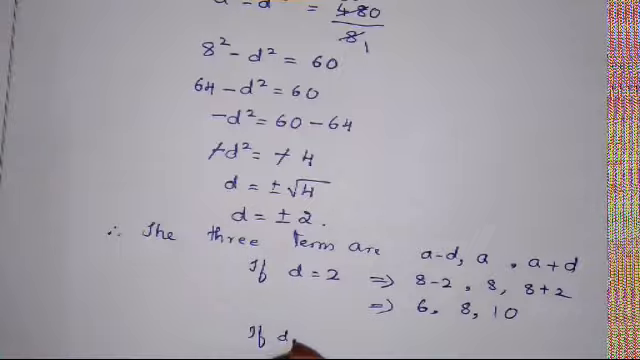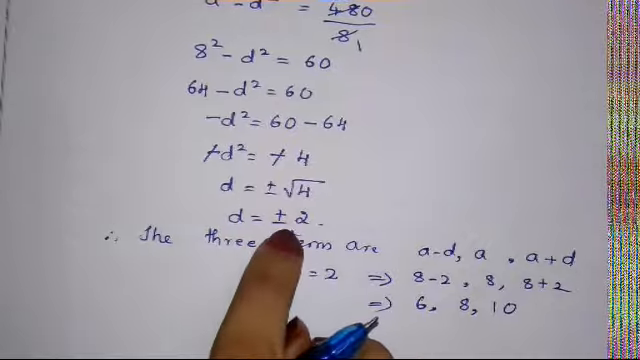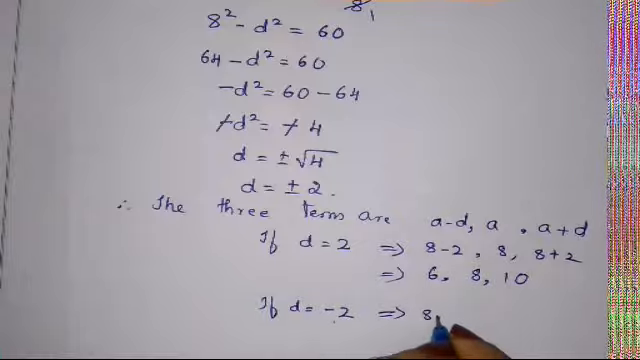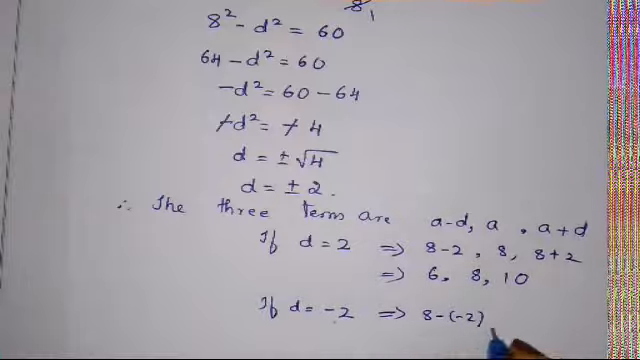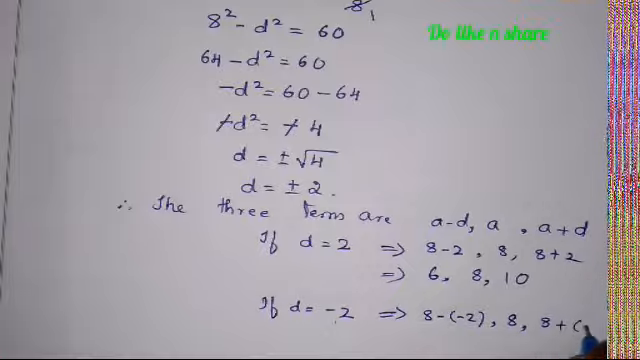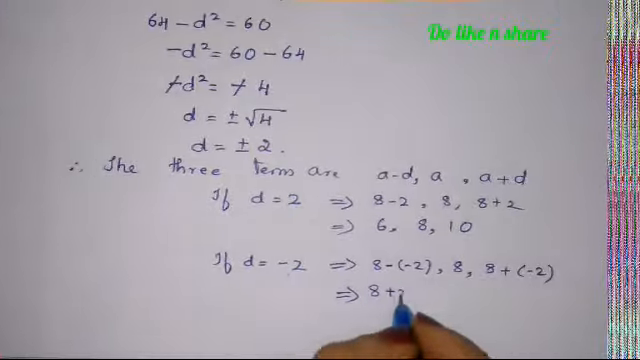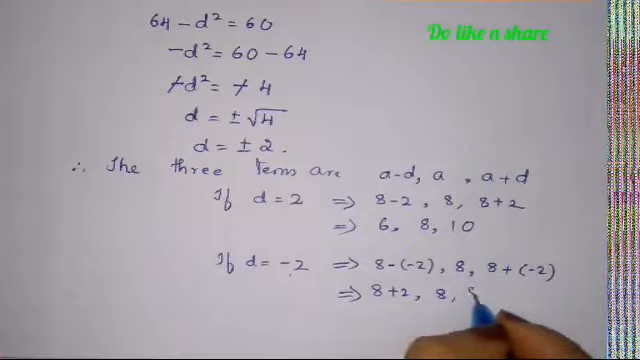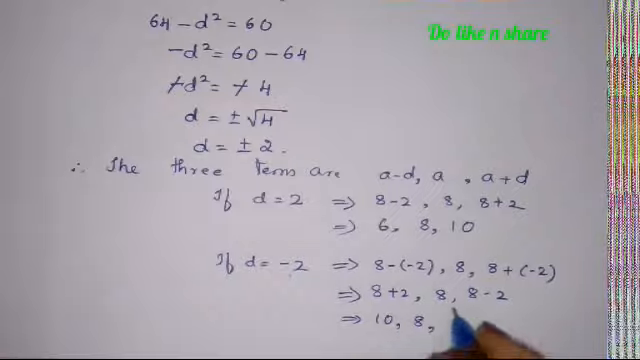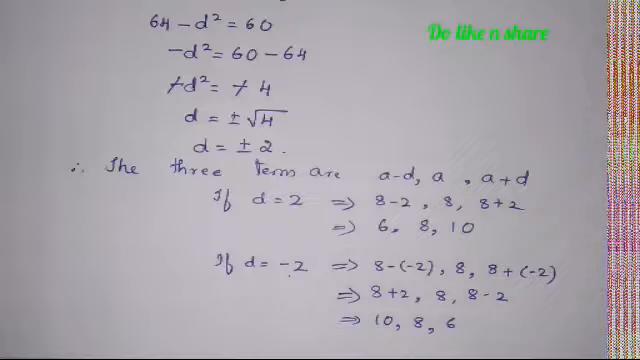If D is equal to minus 2, because we have two D values, one plus and one minus. So if minus 2: 8 minus of minus 2, 8, 8 plus minus 2. So 8 minus of minus is plus, that is 10, 8 and 6, if D is equal to minus 2. This completes question number 12.